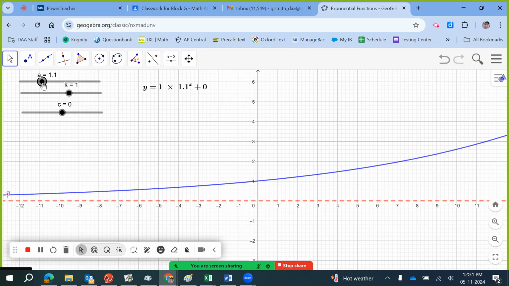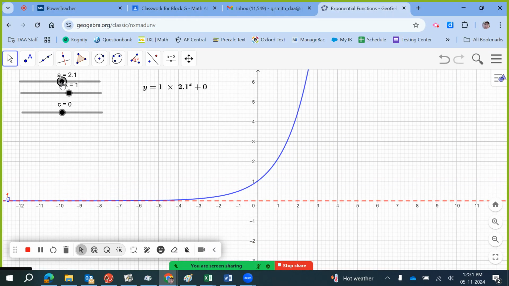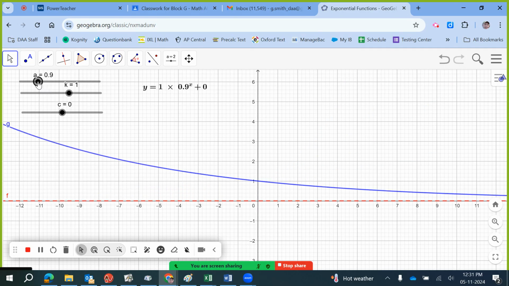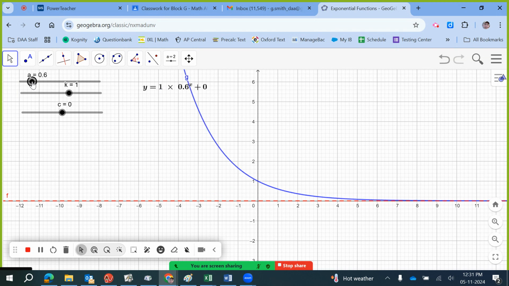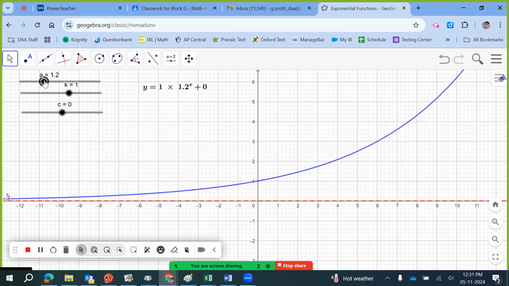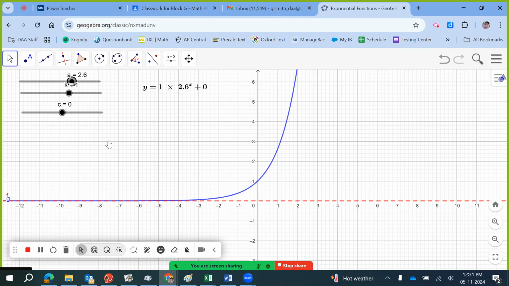So if I make it bigger than 1, it increases. But also notice that as we make it go bigger, it increases faster and faster. So it will increase faster and faster the bigger the value of A, and it will decrease faster and faster the smaller the value of A. So just off of 0, 0.1 in this case, is when it's decreasing fastest. And as I get closer to 1, it's decreasing slower.